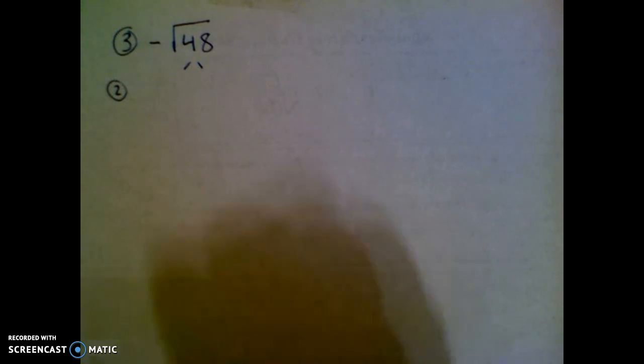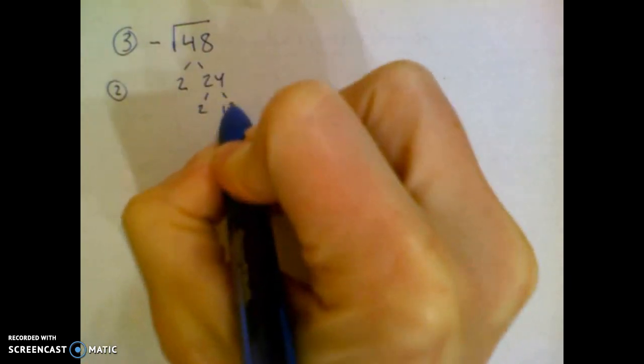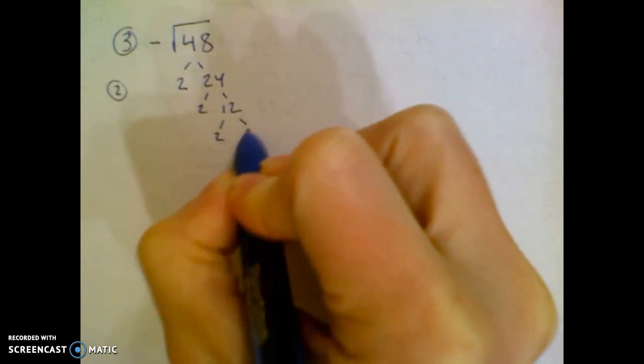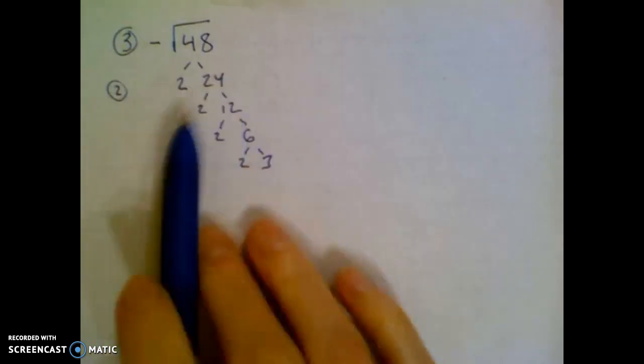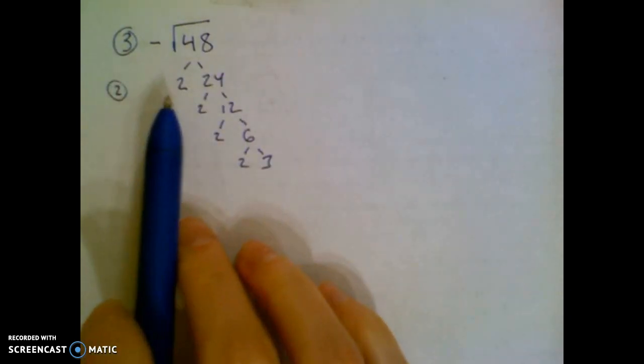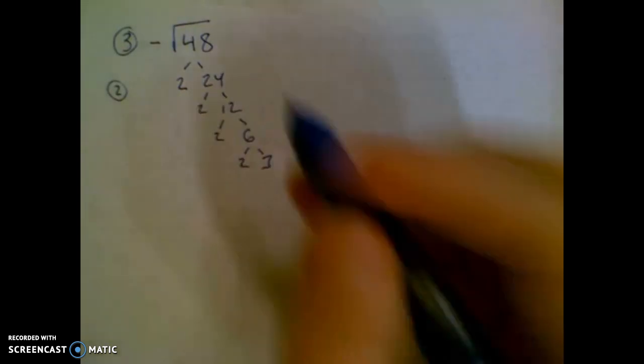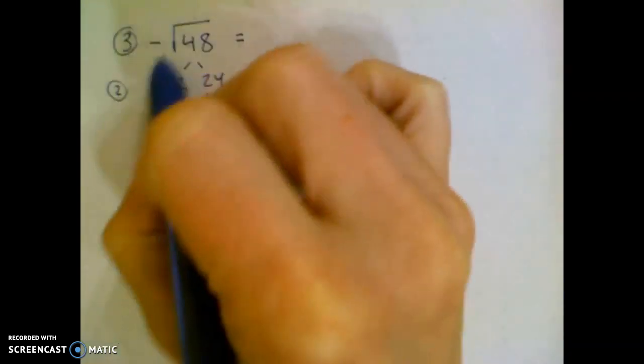So 48 is 2 times 24. 24 is 2 times 12. 12 is 2 times 6. And 6 is 2 times 3. So you can break it down however you want to, but I'm going to end up with 4 2's and a 3. And don't forget your negative on the outside.